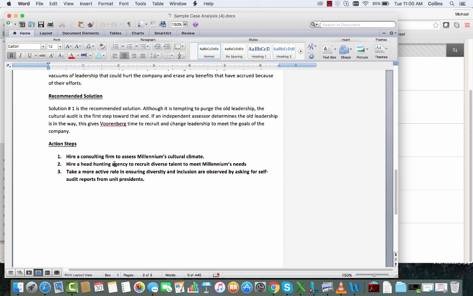Hire a consulting firm to assess Millennium Media's cultural climate. Hire a headhunting agency to recruit diverse talent to meet Millennium's needs. And then take a more active role ensuring diversity and inclusion are observed by asking for self-audit reports from unit presidents. So let's take it back down a little bit.